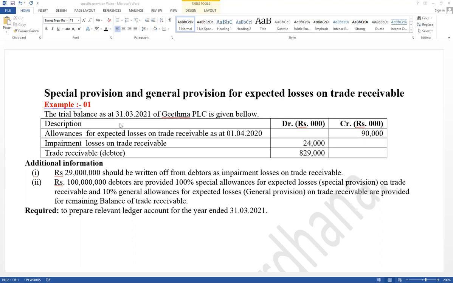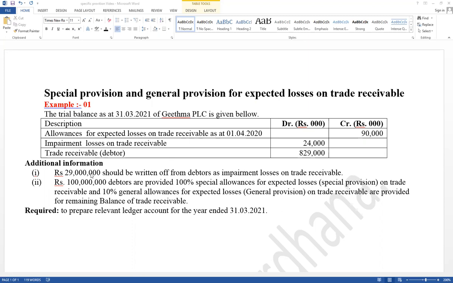Think about this example. It has given the trial balance as at 31st March 21. It includes allowances for expected losses on trade receivable, with the opening balance given. Impairment loss on trade receivable is equal to bad debts. Allowances for expected losses equal provision for doubtful debts. And trade receivable is equal to debtors. Now think about the additional information.